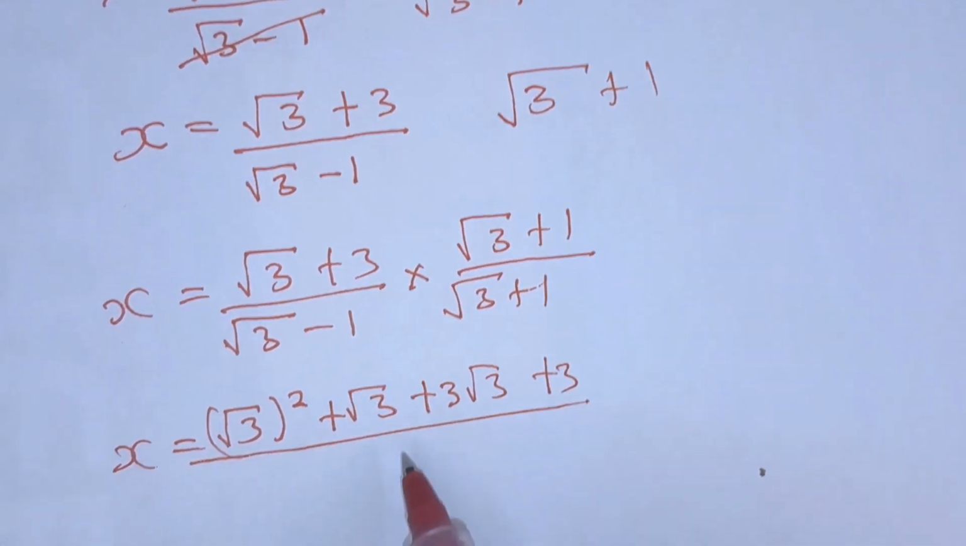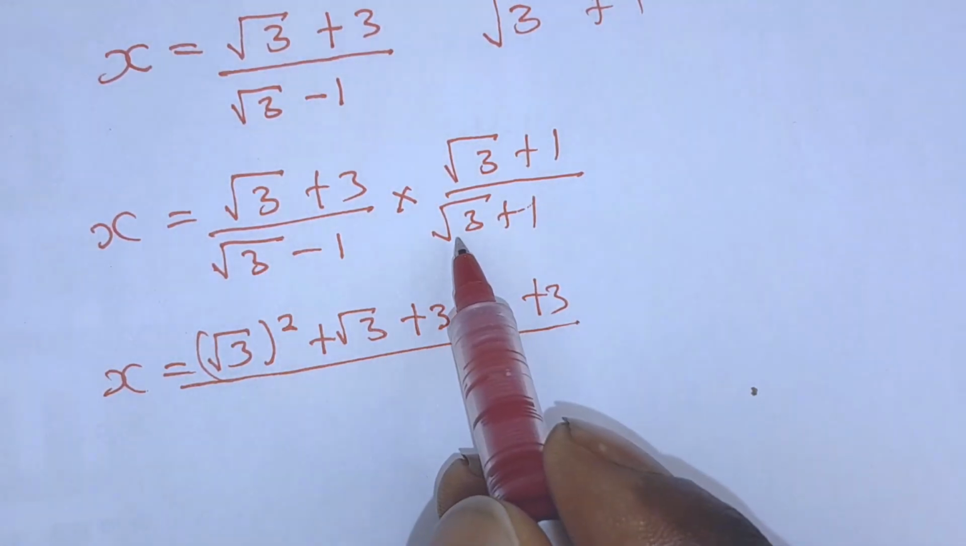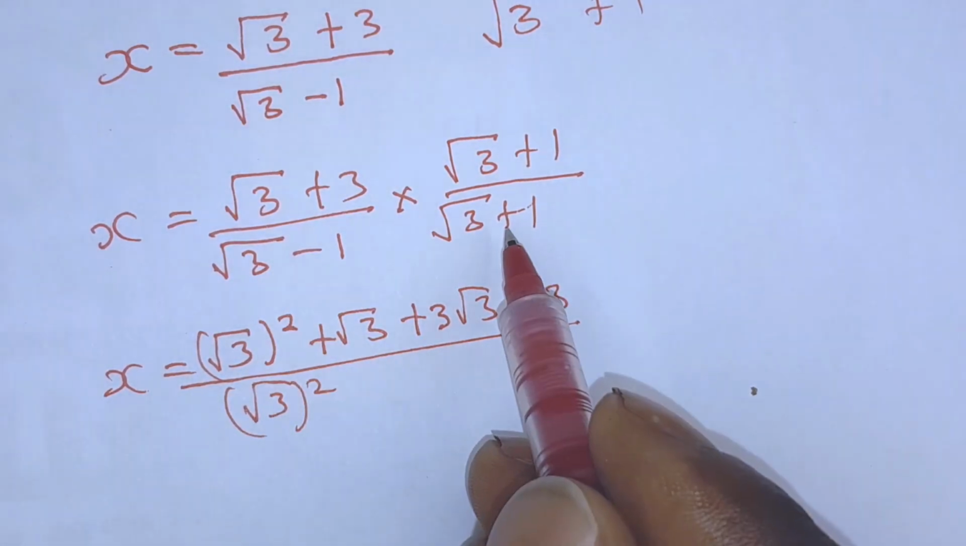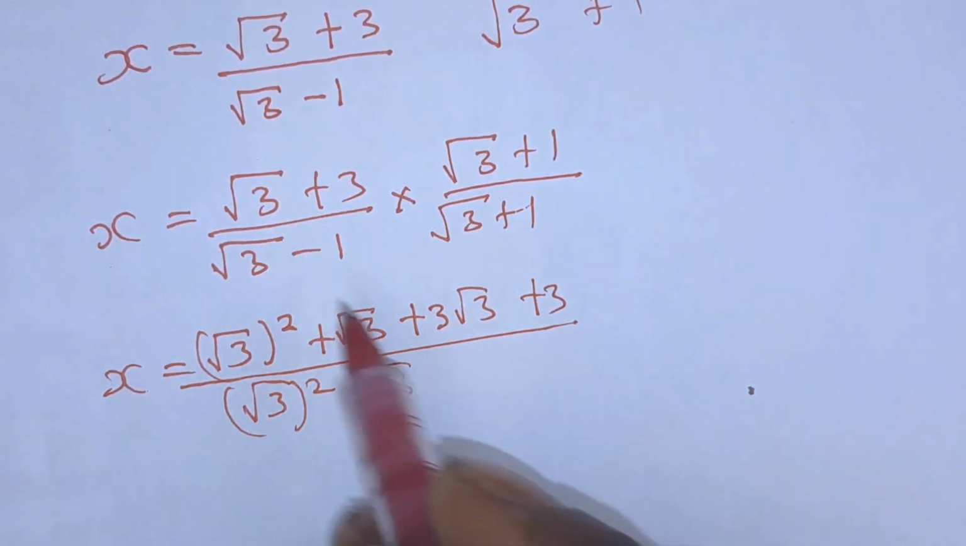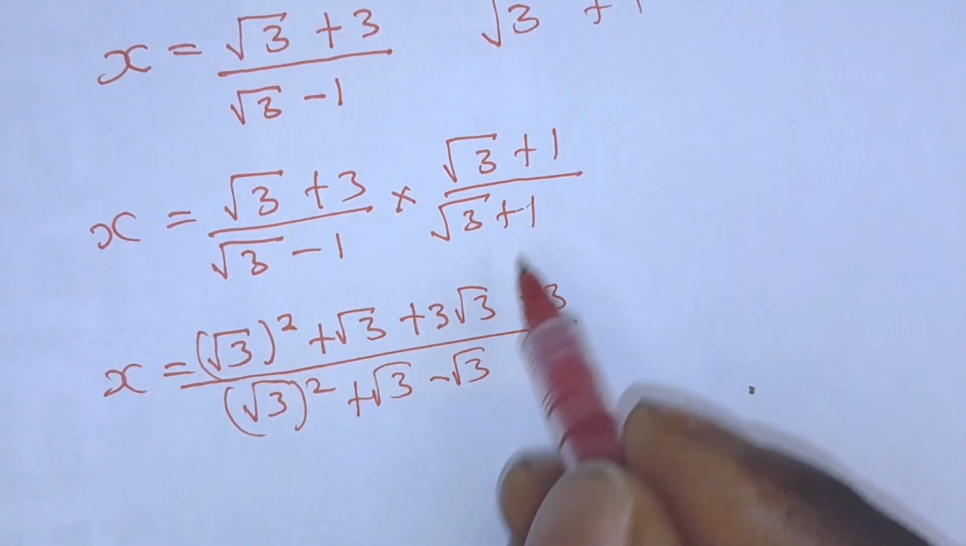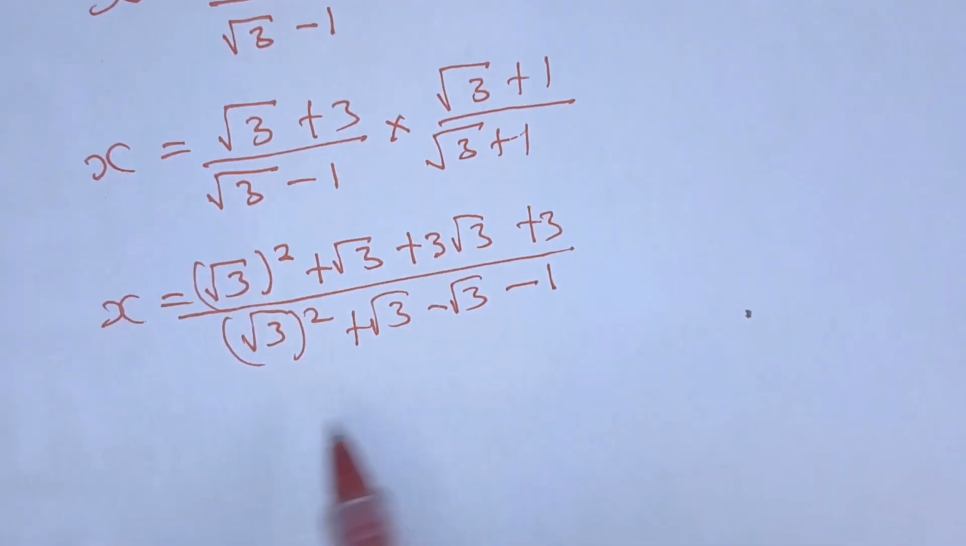All over root 3 times root 3, we have root 3 squared. Root 3 times 1, we have root 3. Minus 1 times root 3, we have minus root 3. Minus 1 times 1, we have minus 1.